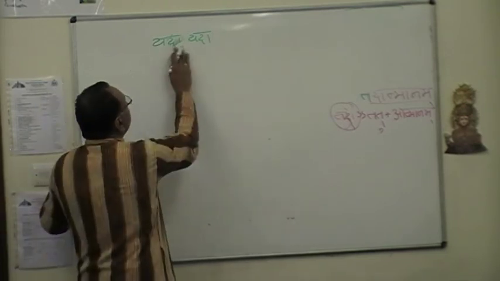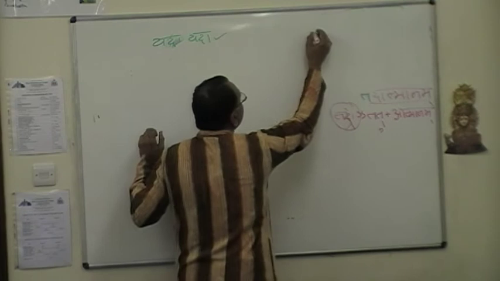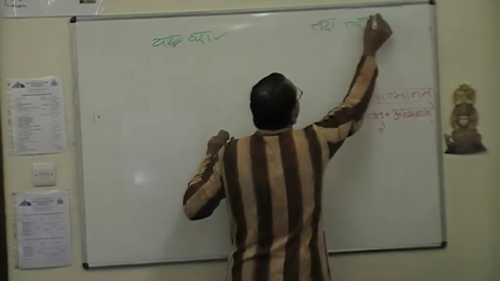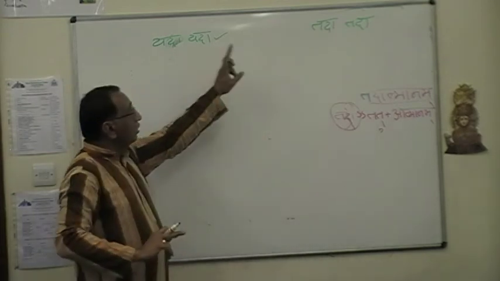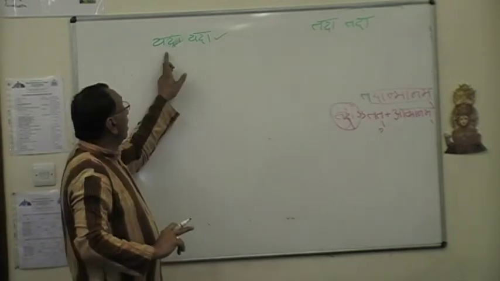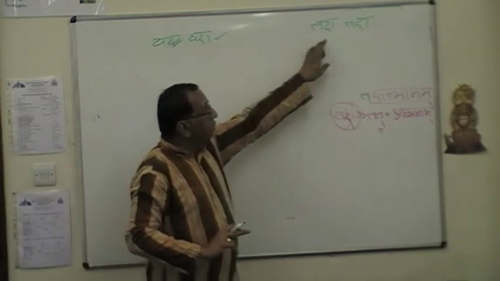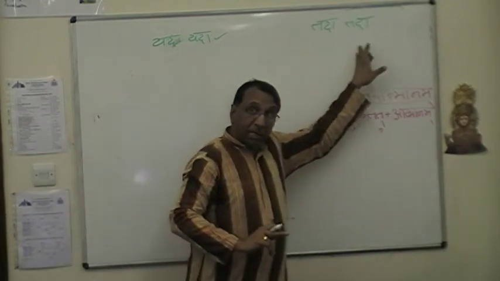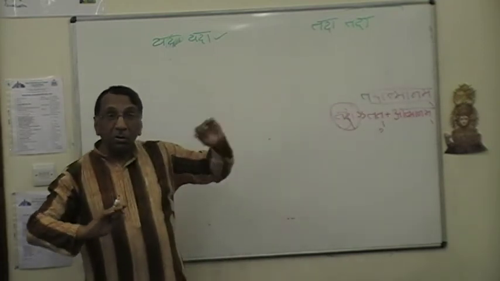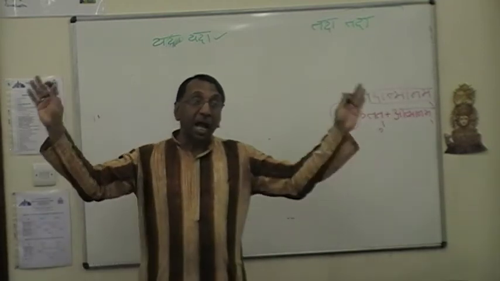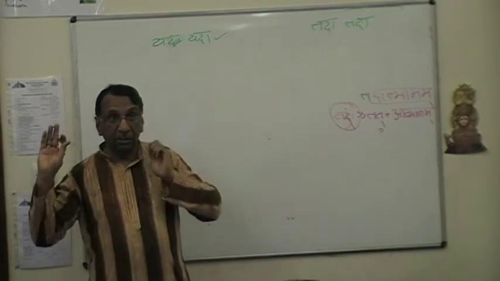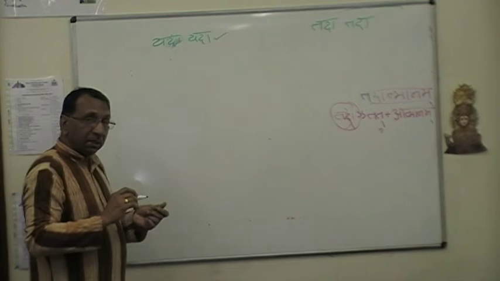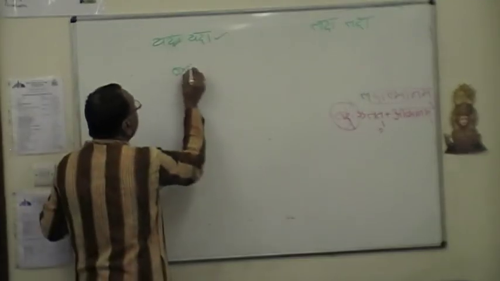Last time we did it, we talked about this yada yada, that yada is followed by tada. But in that shloka, there is a tada word. Once yada is used, it is followed by tada. When there is a yada yada, it should be followed by tada. But in this shloka, there is no tada. Yada's opposite tada. Opposite nothing is followed by this.